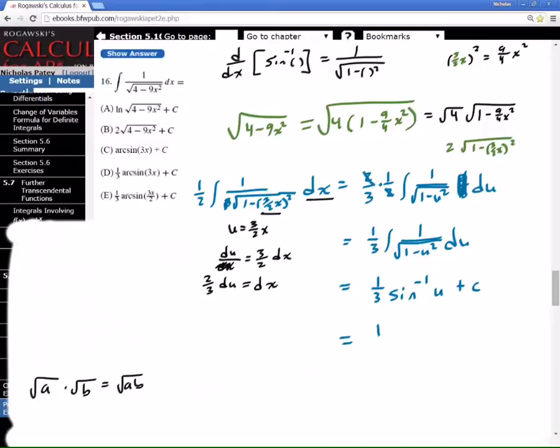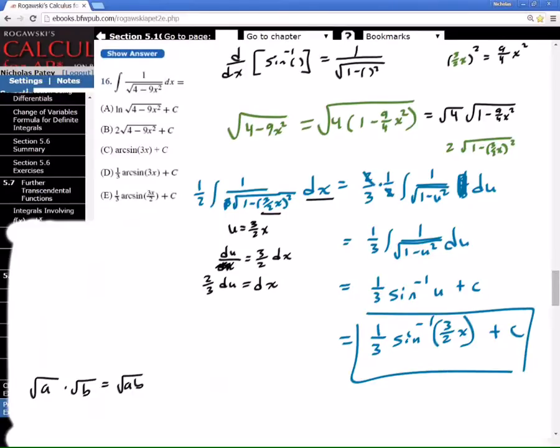So let's sub in what u equals, and then we're finished. U equals 3 over 2x, or you can say 3x over 2, it's fine, and plus c. And that is our answer. Where is that guy? He's right here? Yeah, there he is.